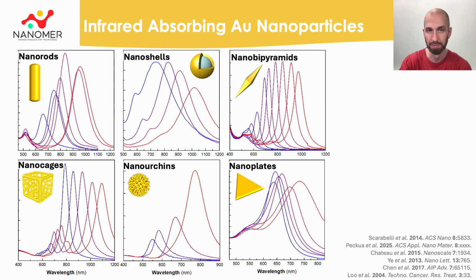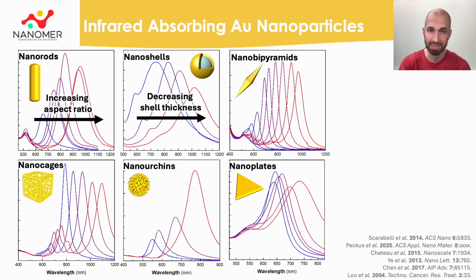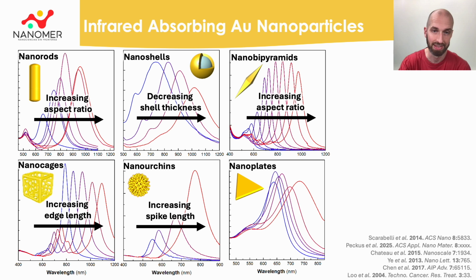In the example shown, parameters such as aspect ratio in the case of gold nanorods, shell thickness in the case of gold nanoshells, aspect ratio again in the case of nanobipyramids, edge length in the case of nanocages, and spike length in the case of nanourchins can be controlled during synthesis and used to control the position of absorbance peaks, allowing them to be tuned well into the infrared.